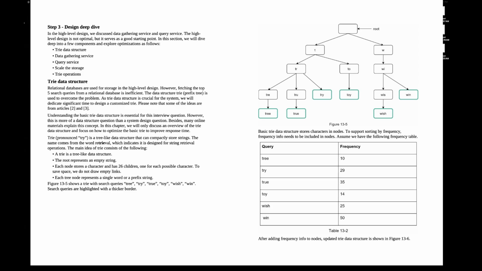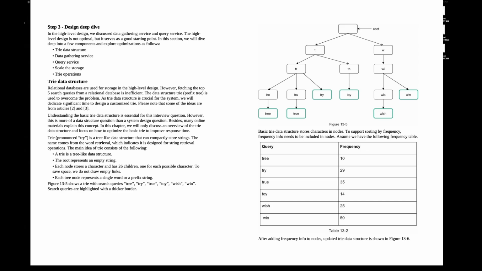So however, this is a data structure question. So besides many online materials, in this chapter we will discuss an overview of trie and how to optimize the basic trie to improve the response time. So it's a retrieval kind of data structure, a tree like structure. Root is an empty node, then 26 characters. So basically they're discussing what a trie is.